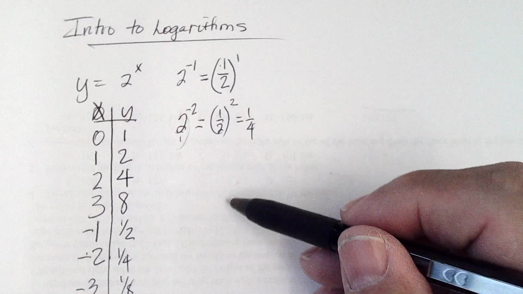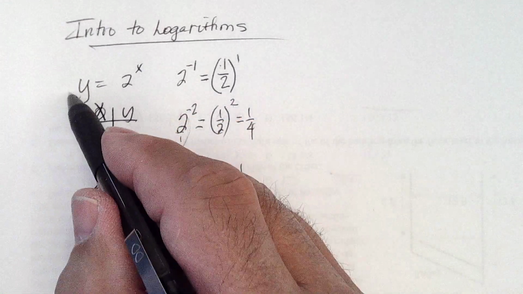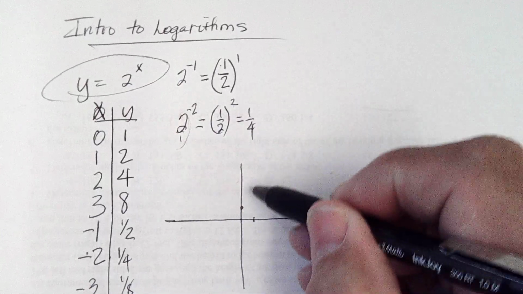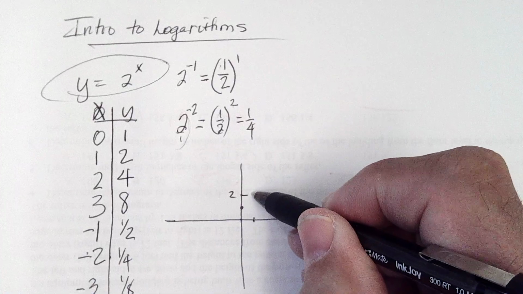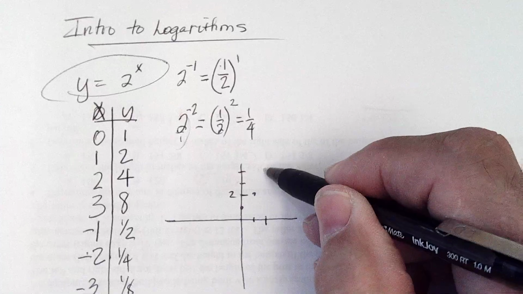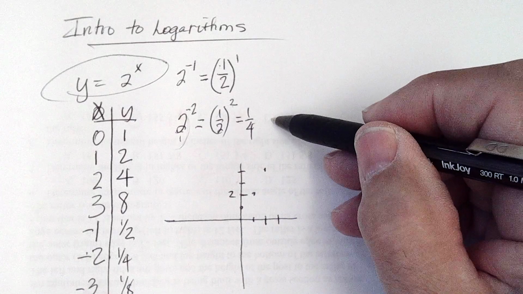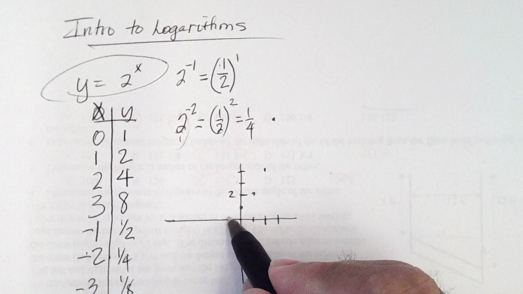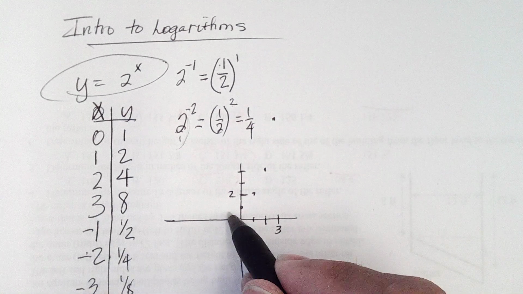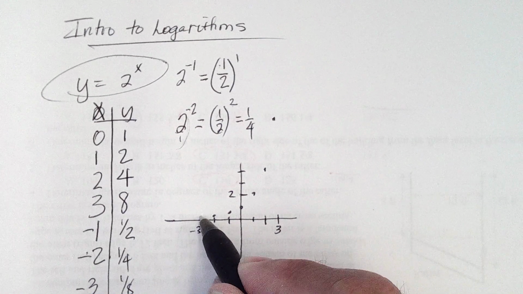So if I make a graph of this data, of that equation, 2 to the 0 is 1, 2 to the 1 is 2, 2 to the 2 is 4, and 2 to the 3 is up about here at 8. 2 to the minus 1 is 1/2. 2 to the minus 2 is 1/4. 2 to the minus 3 is 1/8.